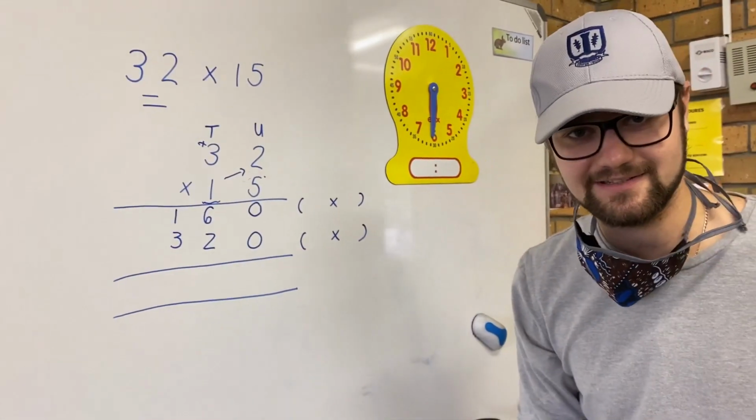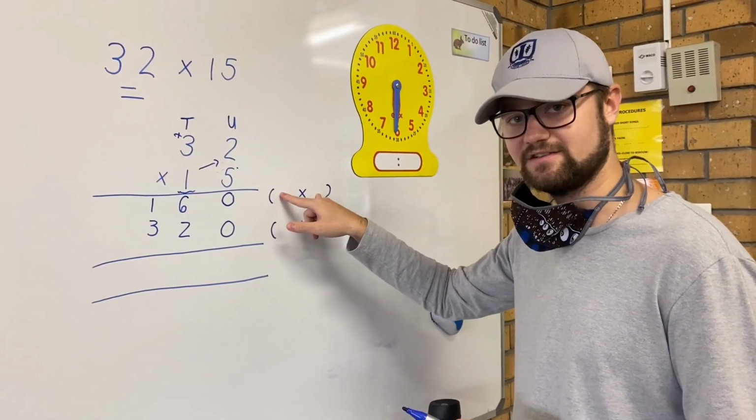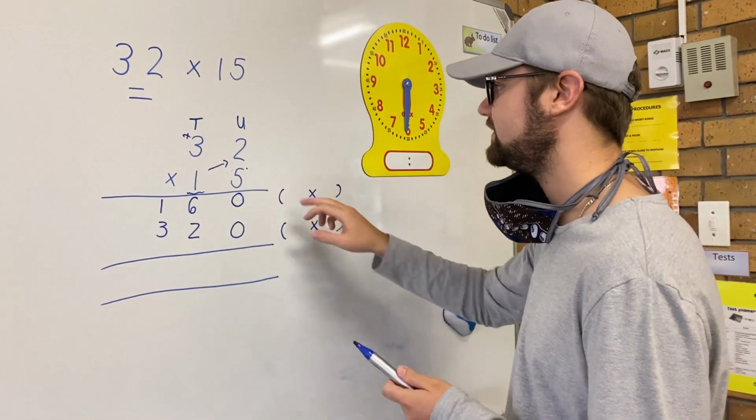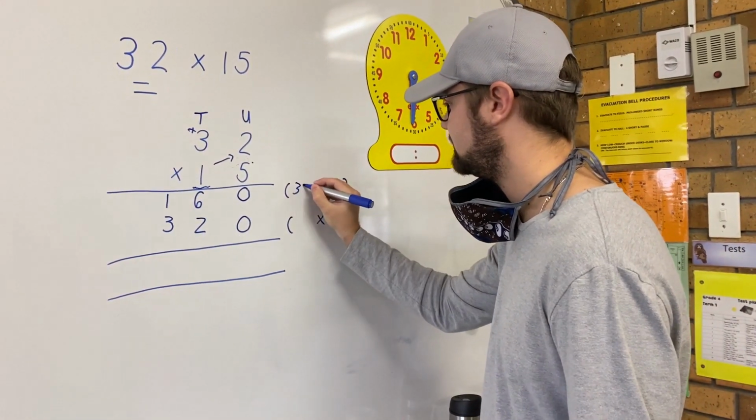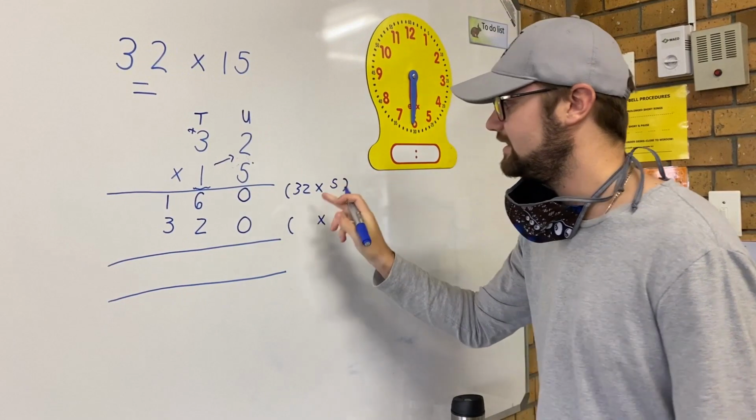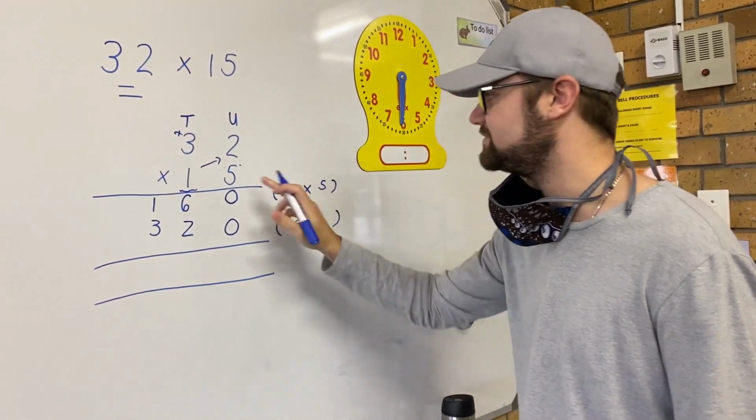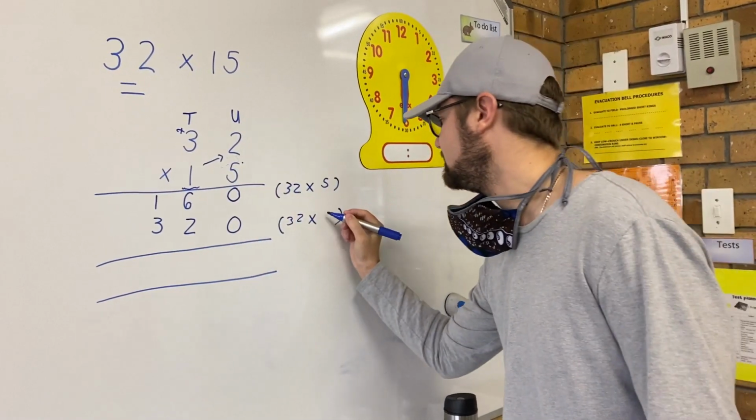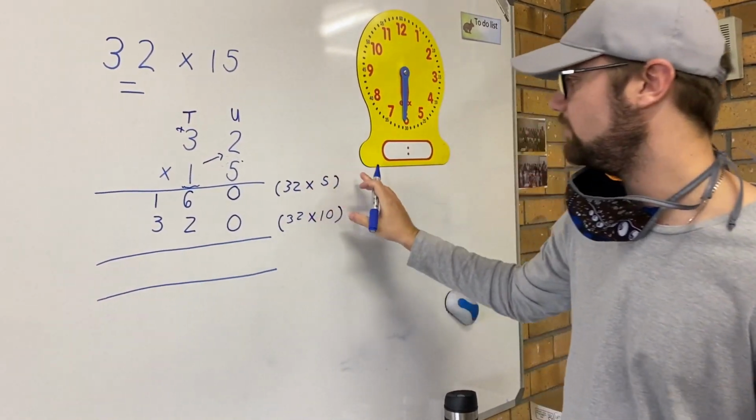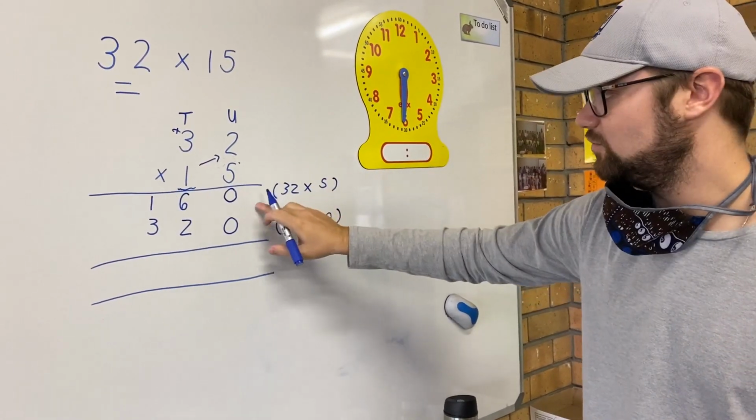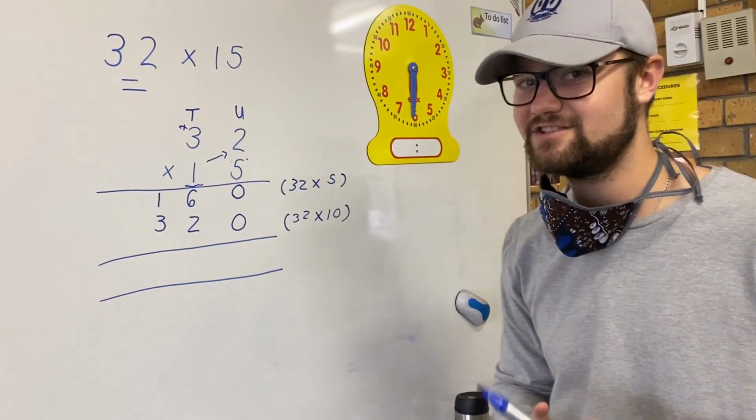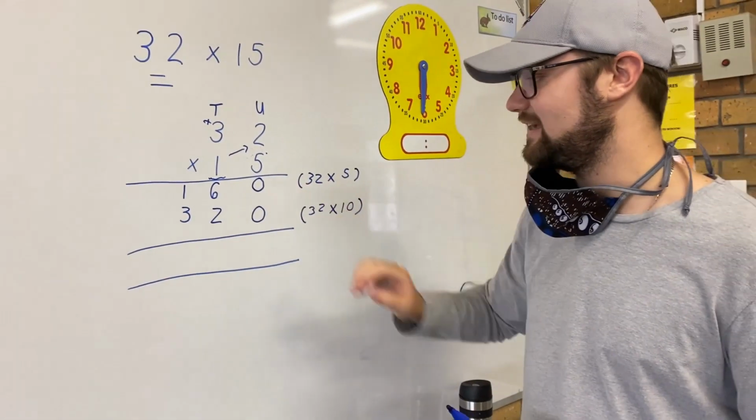And just to make sure that we did the right thing, we're going to put them in brackets on the right hand side here. So for this one, we said 32 times by 5. And with this one over here, we're going to say 32 times by 10. And now we know that we have done the right thing when working these out. But we're not done just yet. Now we need to add them together.